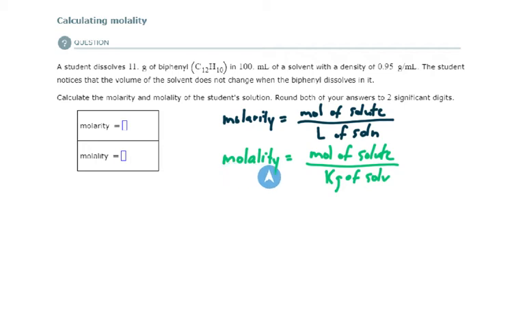When we're dealing with concentration units in reactions where temperature fluctuates, molality is a good concentration unit to use because it is temperature independent. The temperature of the solution can go up, the temperature of the solution can go down, but the mass of the solvent is never going to change regardless of how warm or how cold the solution becomes.